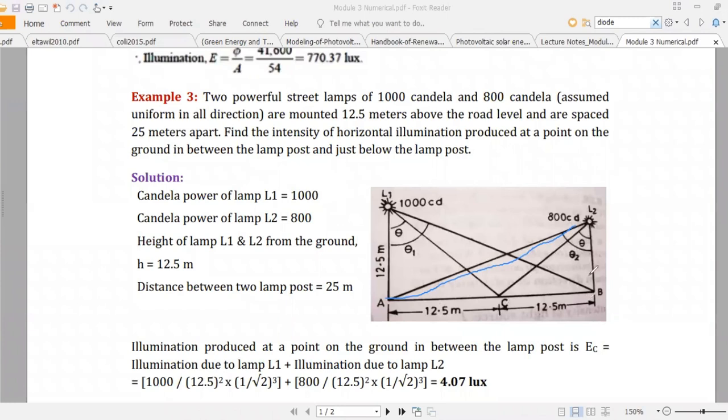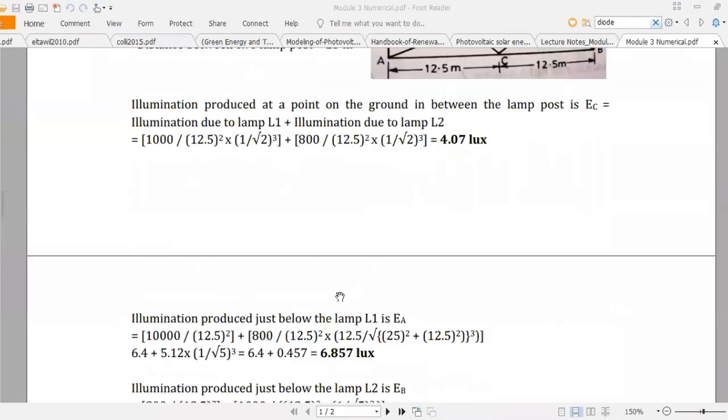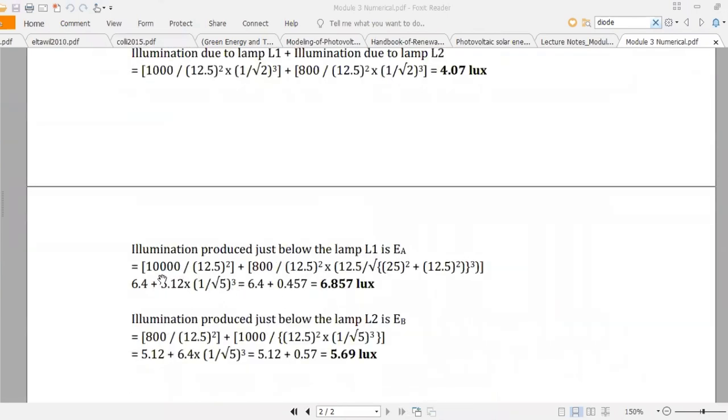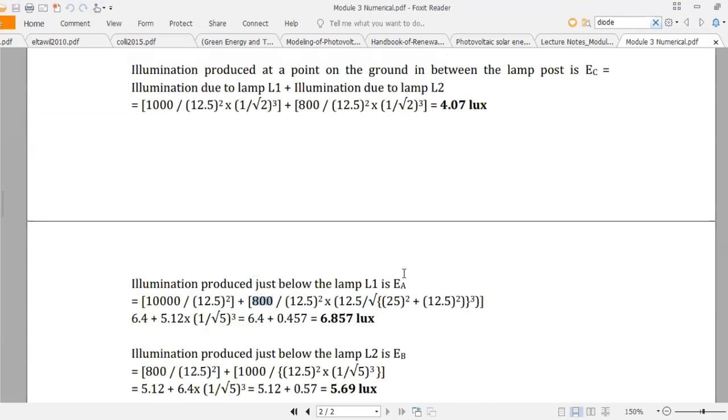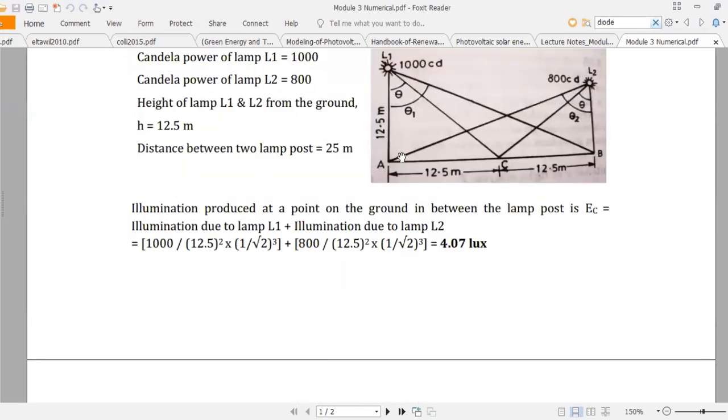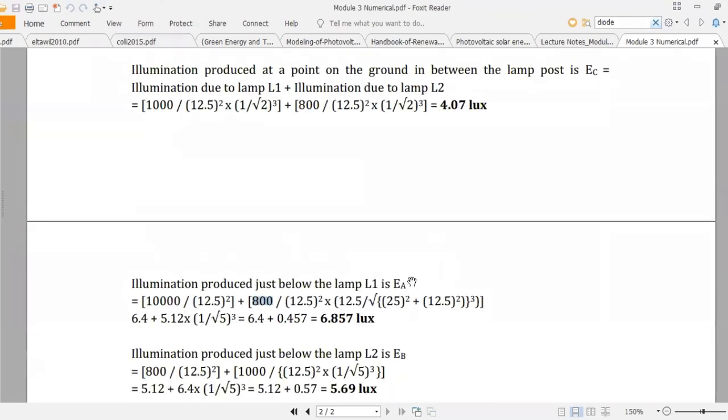So you can find out the value of this distance, this theta 2, as shown in this figure. You know this distance and this distance, so you can easily find out this one. तो ये distance निकाल लेना। Sorry, it is written here 10,000, it should be 1,000. So it's 1,000 divided by this 12.5 square, plus due to the second light source 800 divided by this distance square. So in this way you can find out the illumination at point A.